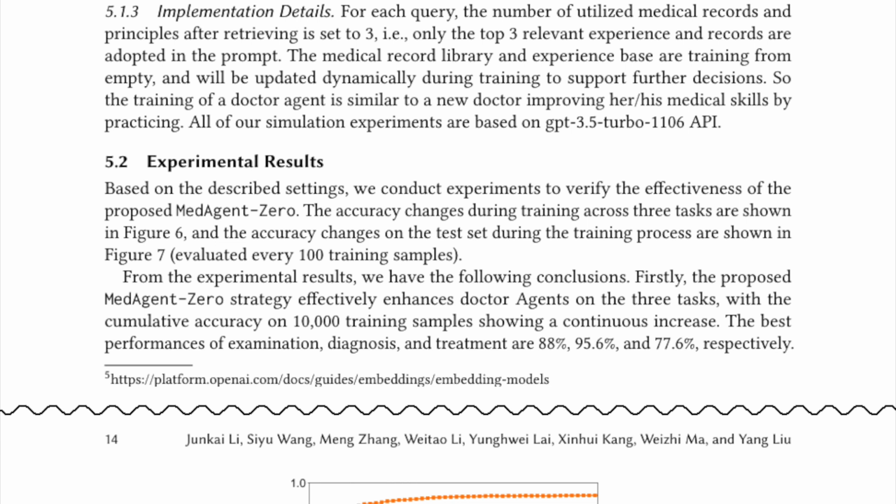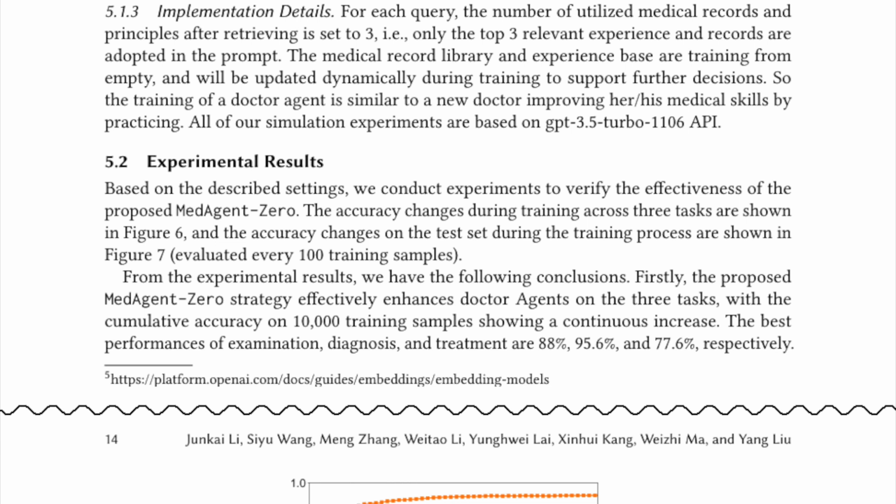5.1.3 Implementation Details. For each query, the number of utilized medical records and principles after retrieving is set to 3. Only the top 3 relevant experience and records are adopted in the prompt. The medical record library and experience base are trained from empty and will be updated dynamically during training to support further decisions. So the training of a doctor agent is similar to a new doctor improving his or her medical skills by practicing. All of our simulation experiments are based on the GPT-3.5 Turbo 1106 API.